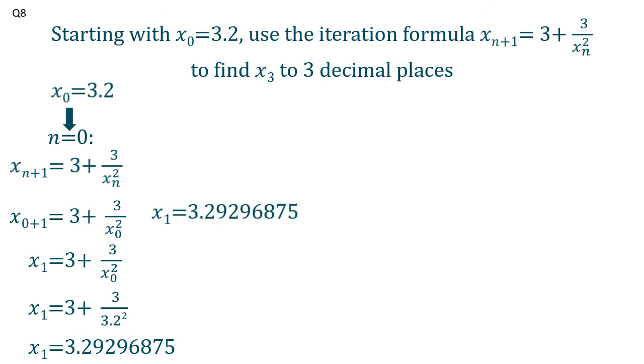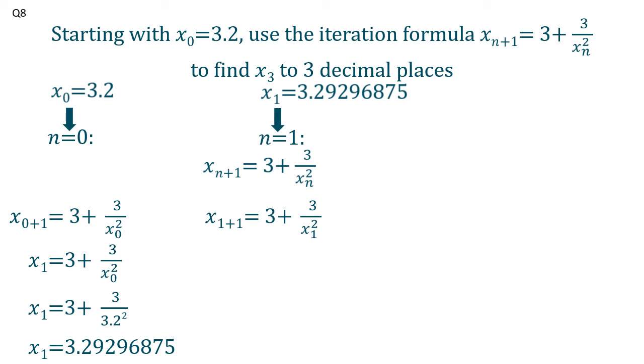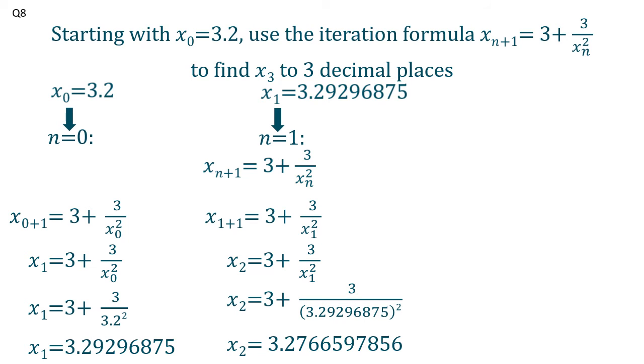Starting again with x1 equals 3.29296875, we now use n equals 1. Substitute all the n's for 1 in the iteration formula. We know 1 plus 1 equals 2, so we can see we are calculating x2. We've already found that x1 equals 3.29296875, so we can substitute that in. Putting this into a calculator, we get x2 equals 3.276659786.